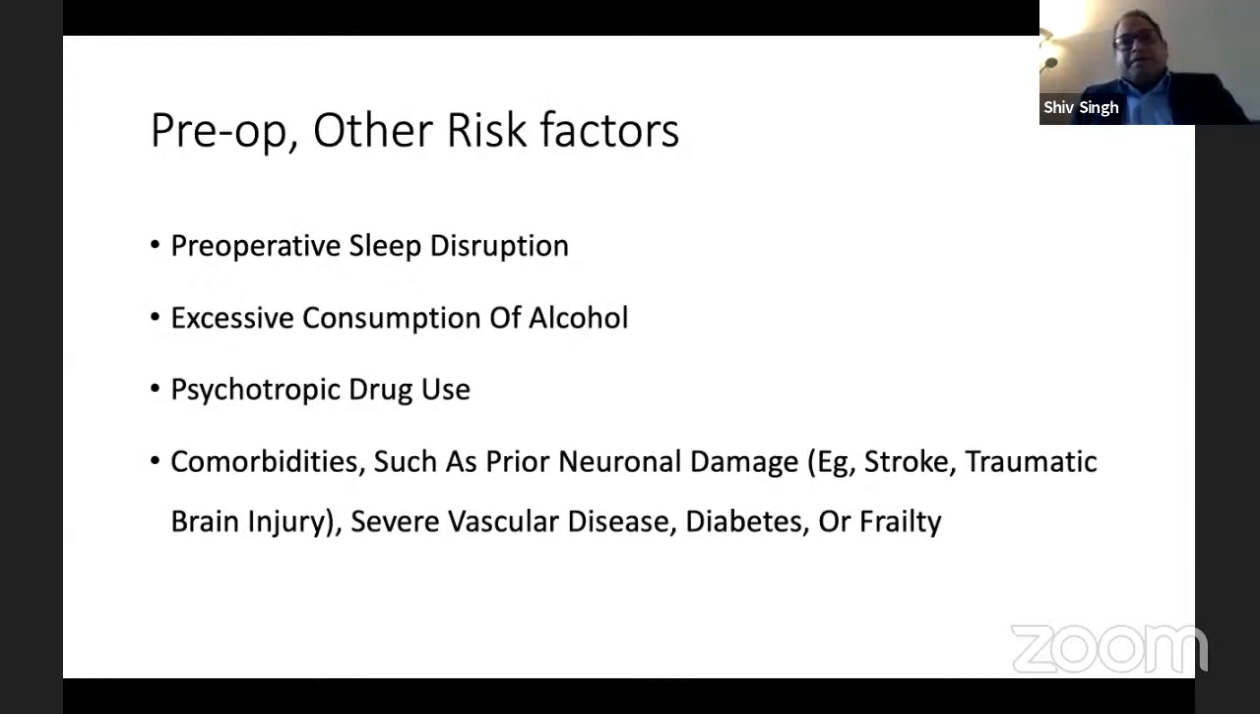Other risk factors can be like preoperative sleep disruptions. Patient has not been sleeping well, excessive consumption of alcohol, use of psychotropic drugs. Comorbidities such as neural damage, for example, stroke, traumatic brain injury, severe vascular disease, diabetes, or frailty can be a risk factor. Now, these are more of a risk factor for patient developing postoperative delirium.